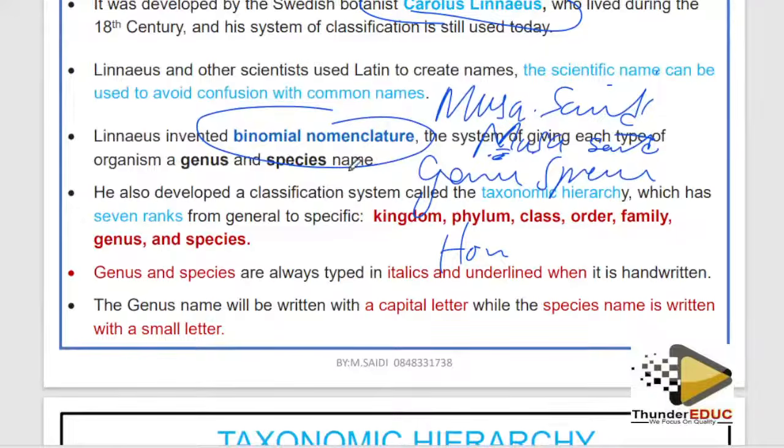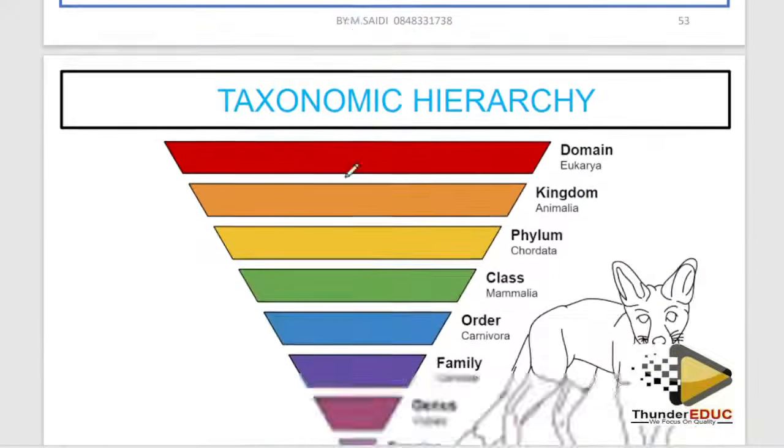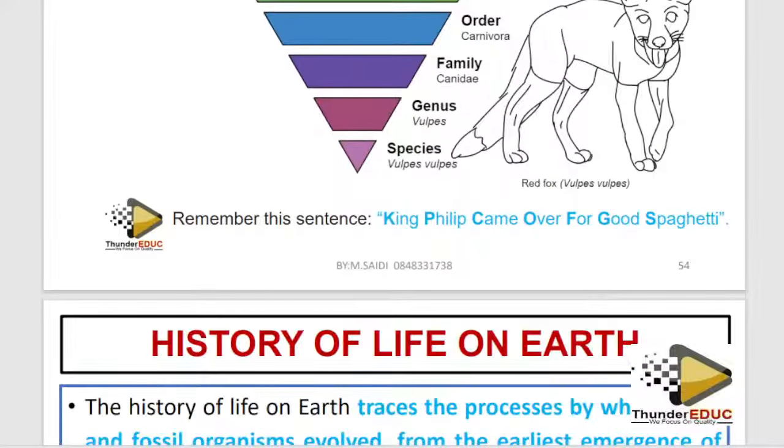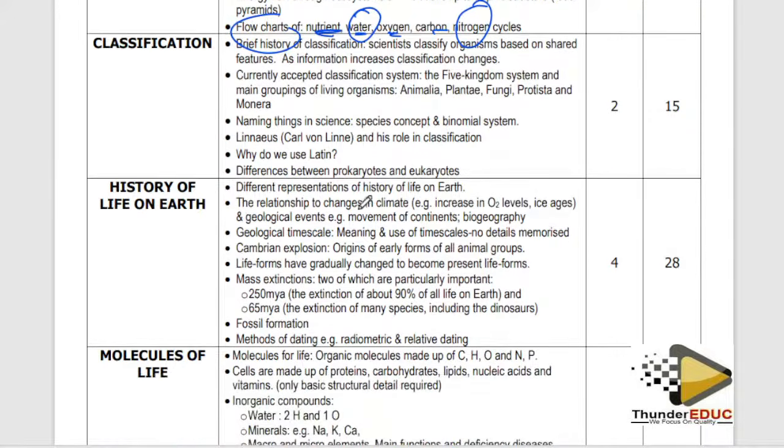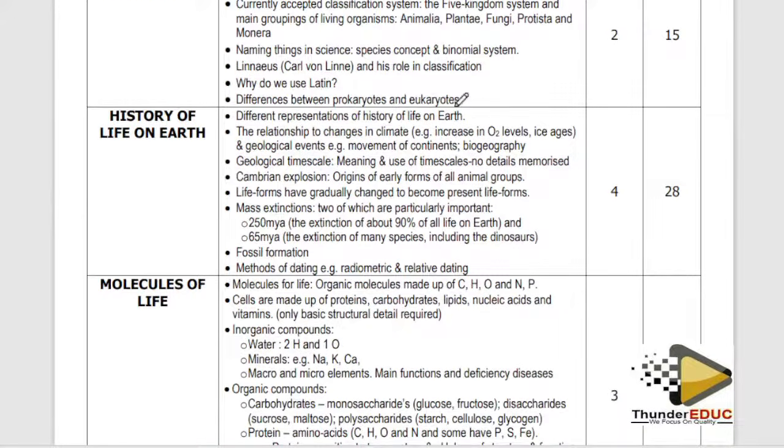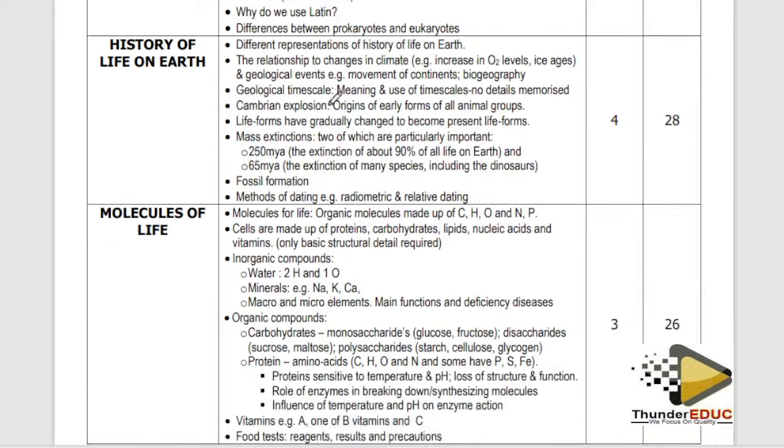So we call it a binomial naming system, or nomenclature. Nomenclature comes from the word naming. Then, when we come back here, you can get those things I talked about: prokaryotes, eukaryotes, and the differences between the two. This one has a true nucleus, this one has no true nucleus. So you can go and read about those differences.